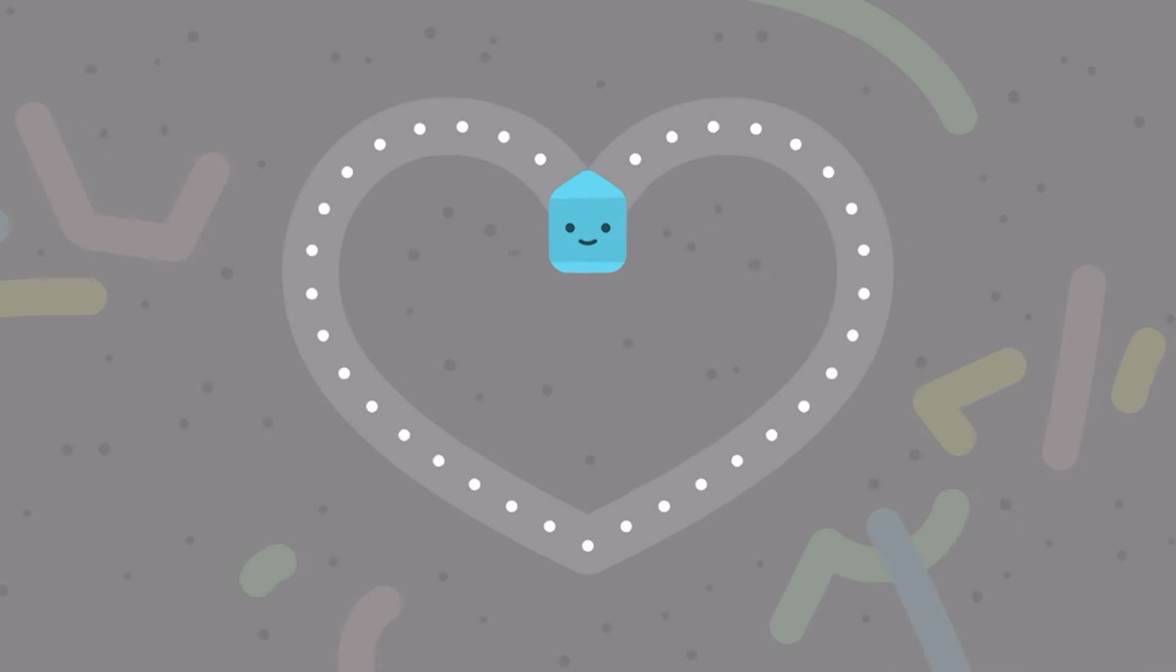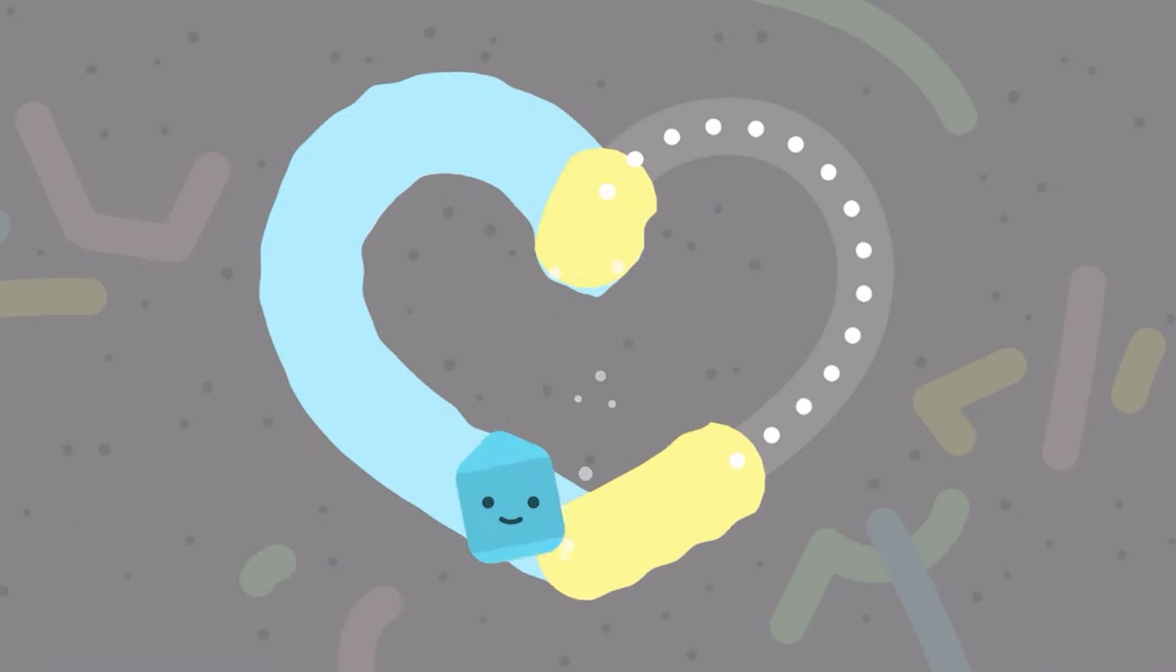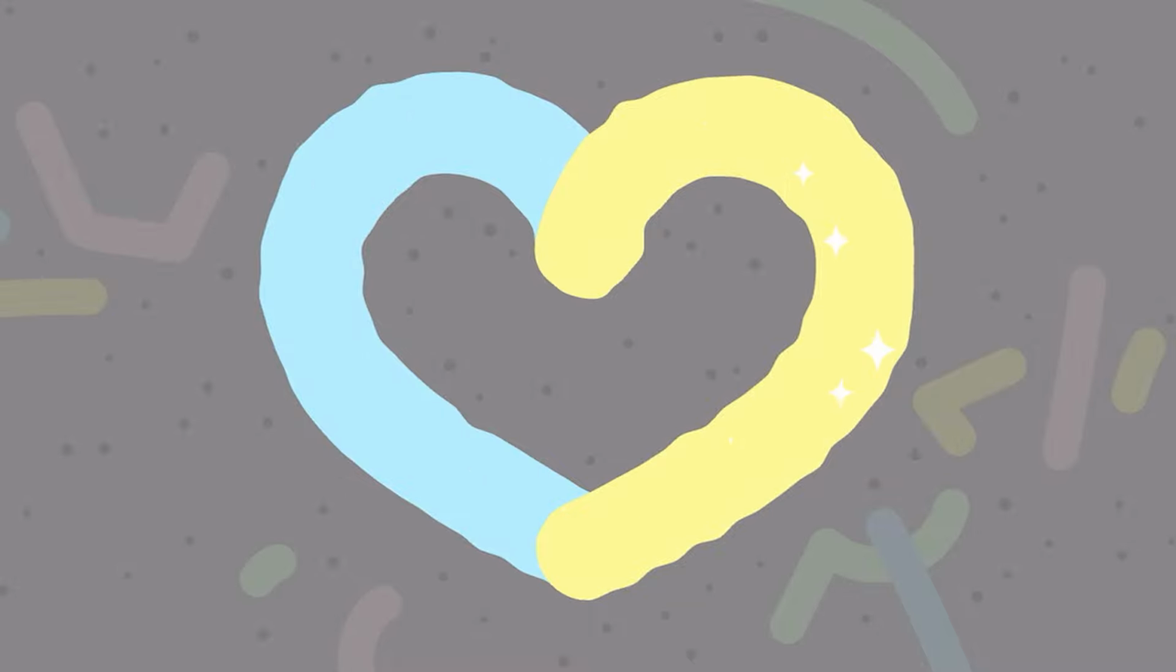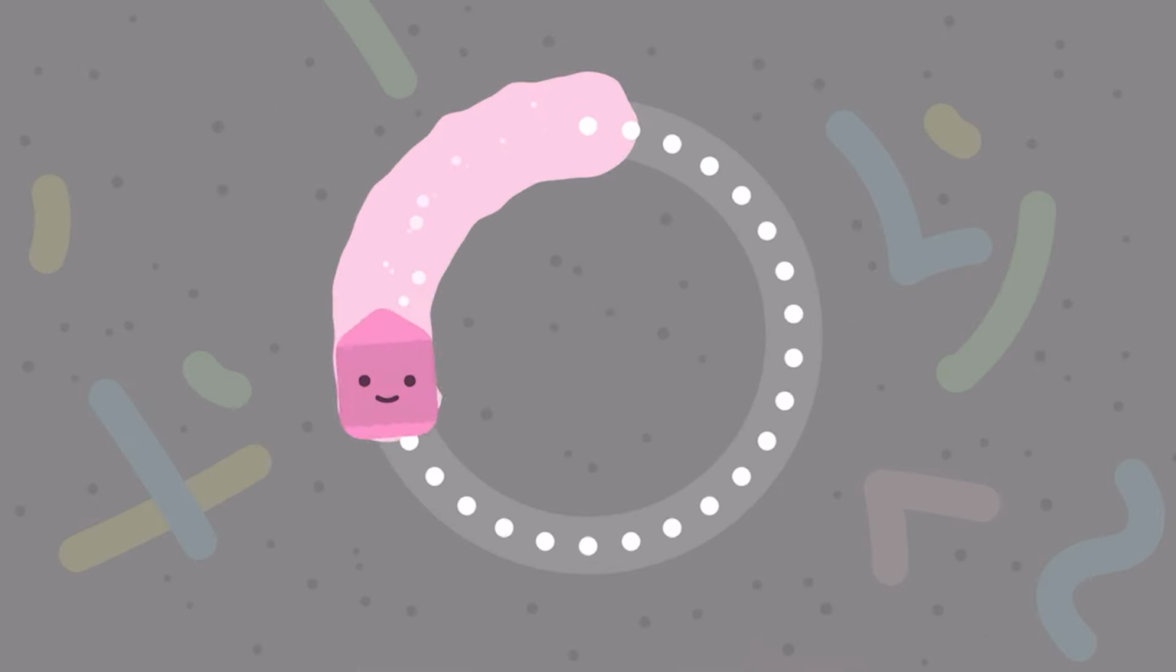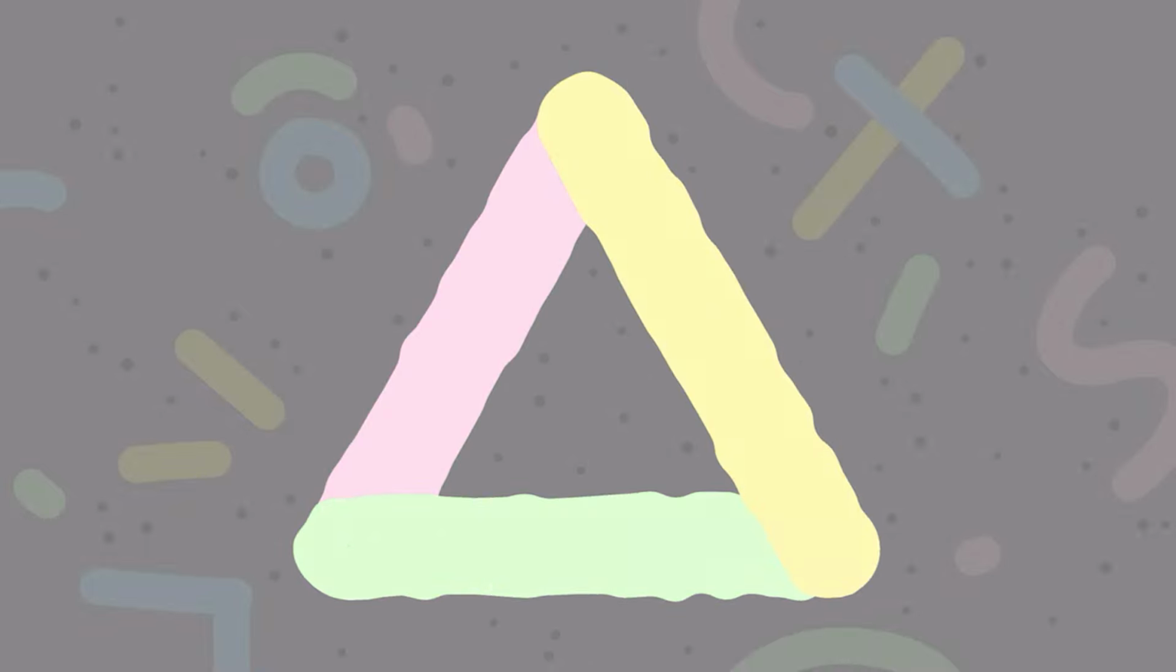Kite. A heart has a point on the bottom. Square. Circle. A triangle looks like a pizza slice. A rectangle looks like a window.